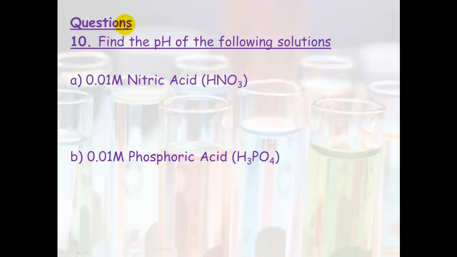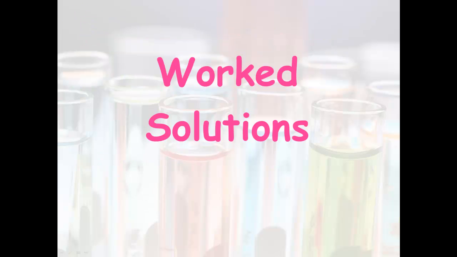So here's 2 for you to have a go at. Again, pause this and see how you go. So the answers, pH equals 2, and for the second one, pH equals 1.52. Remember, this is a triprotic acid, so it will produce 3 hydrogen ions. I've got the worked solutions for this at the end of the video if you're confused. I'm going to go through the worked solutions on those couple of questions.